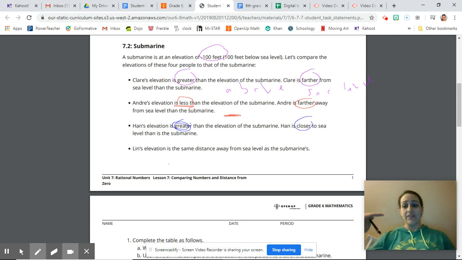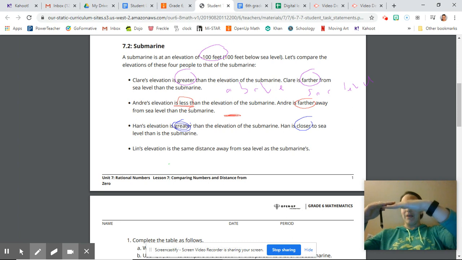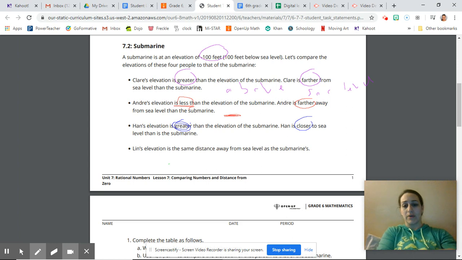Now, this elevation, he could be above sea level, but just a little bit above sea level. He could be below sea level, but just not as low as that submarine down there. Those are still both possibilities. So this one's pretty up in the air right now as far as an exact number, but we know that he's not as low as the submarine if his elevation is greater than that submarine is. So this guy is going to be above the submarine. So I'm just making some little notes here to myself.